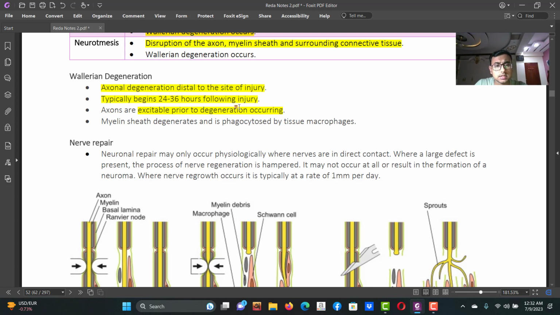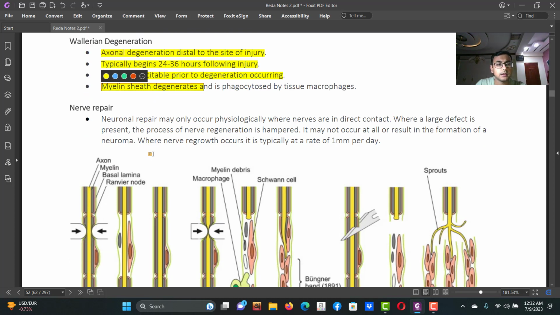Then the myelin sheath degenerates and is phagocytosed by the tissue macrophages. So after the Wallerian degeneration process, the myelin sheath that was previously present has degenerated and been phagocytosed by the tissue macrophages. Okay. Now the nerve repair.